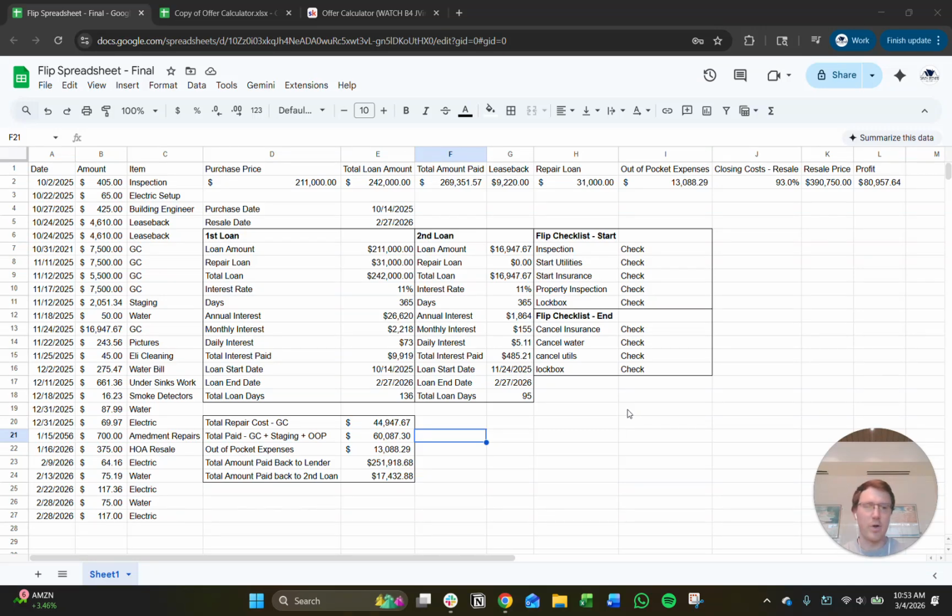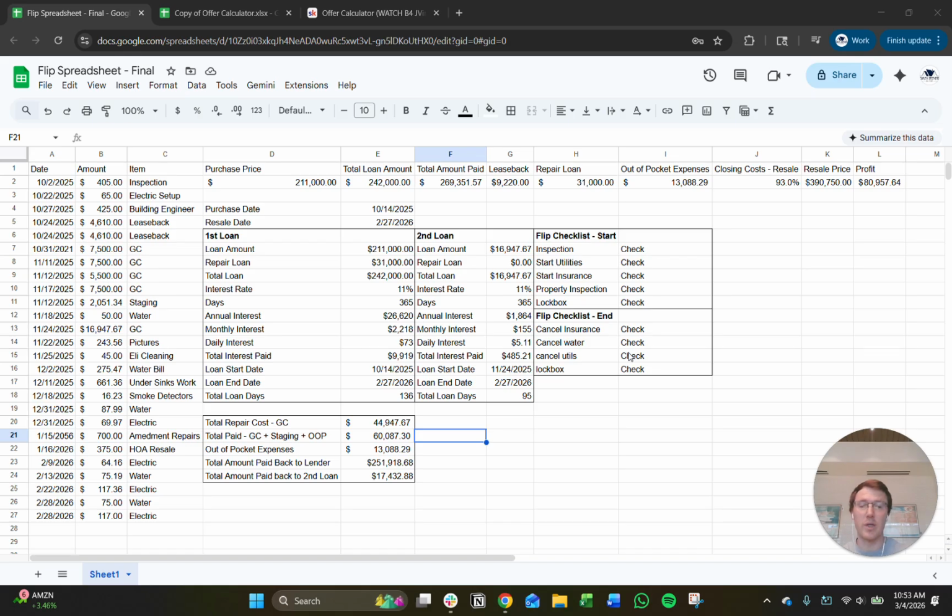All right, I'm going to be going over our flip tracker and our offer calculator. So this is an example from one of our most recent flips. If you are doing flips, you need to be tracking everything to the penny. If you don't do that, you're going to end up with some serious issues, especially if it's a tight deal.